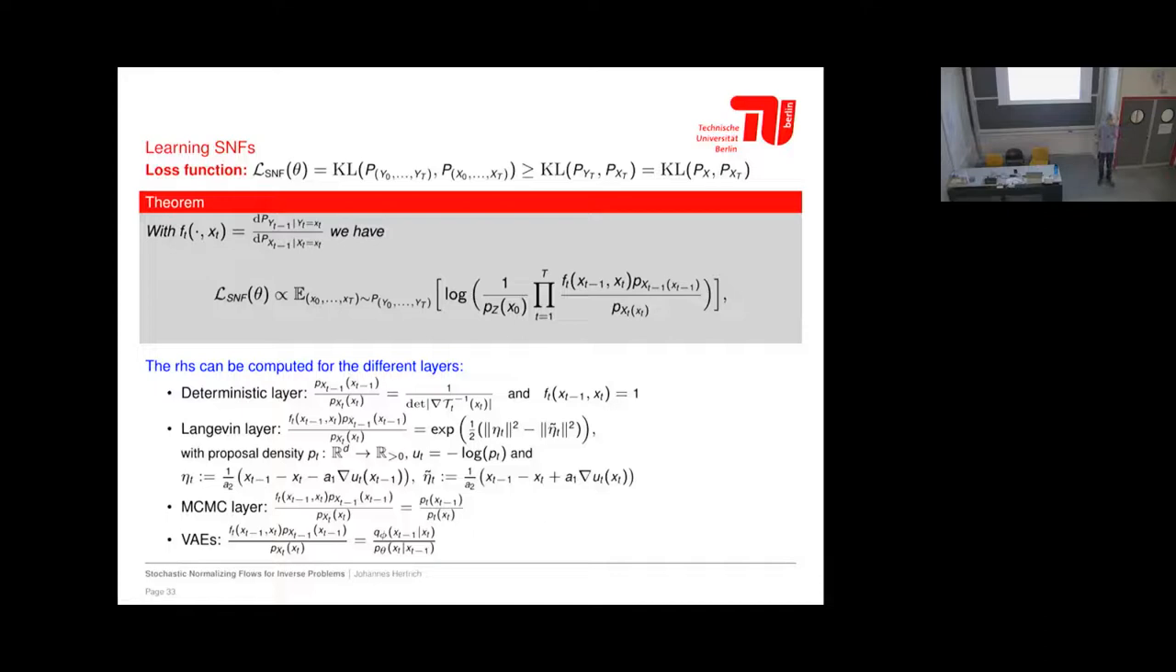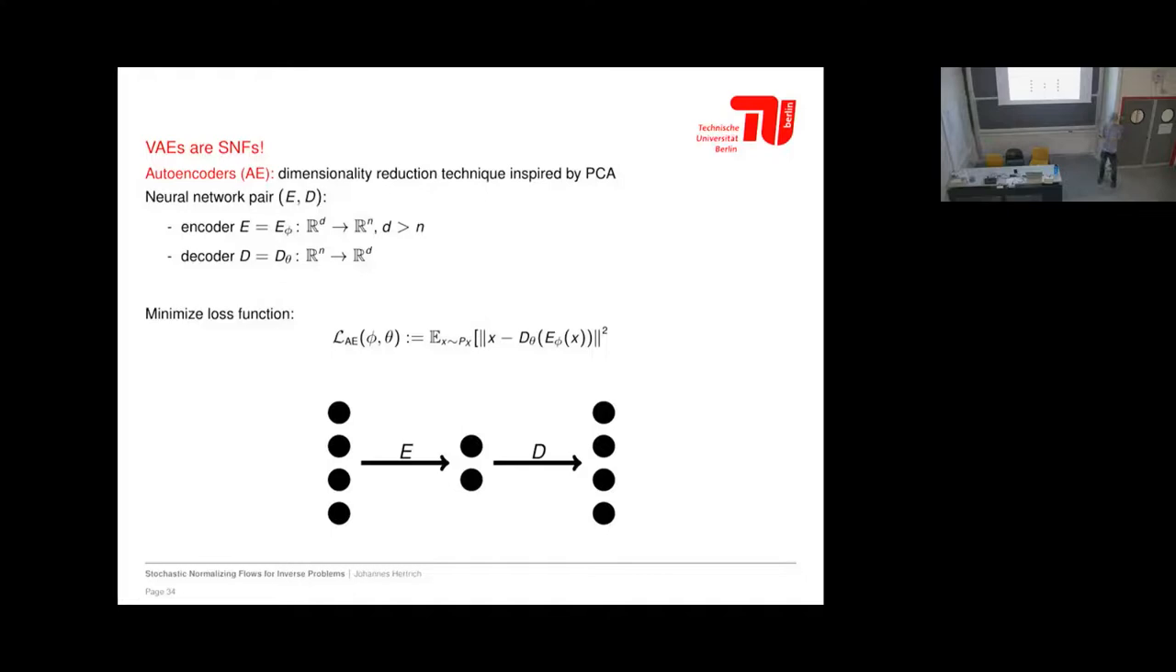Okay. At the beginning, I said something about variational autoencoders. In fact, variational autoencoders are a special case of normalizing flows. But first of all, what is a variational autoencoder? For this, I start with what is an autoencoder. An autoencoder is a pair of two neural networks, E and D, where E maps from a high dimensional space into a lower dimensional space, and D maps vice versa. In the end, an autoencoder is trained to be the identity on the training data. So it's a kind of dimensionality reduction technique, because we have a bottleneck which gives us a low dimensional representation of the data.